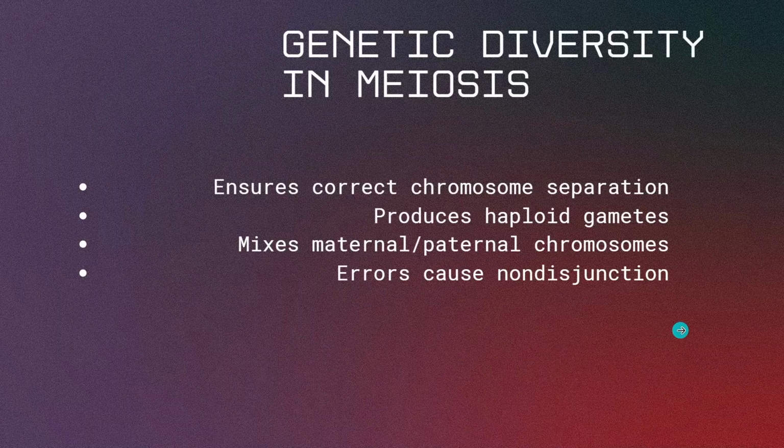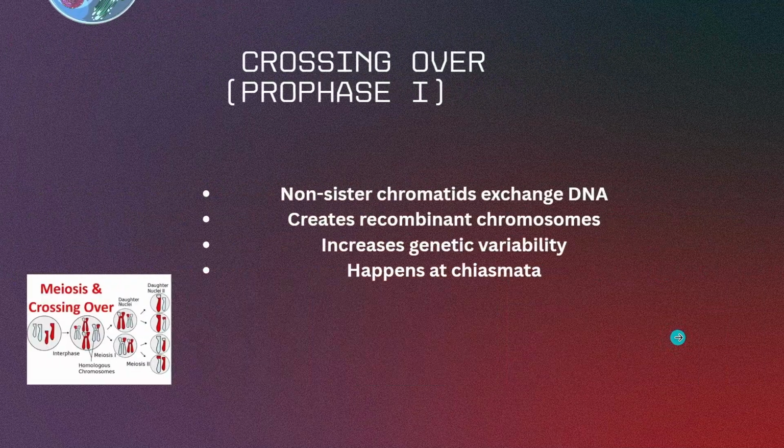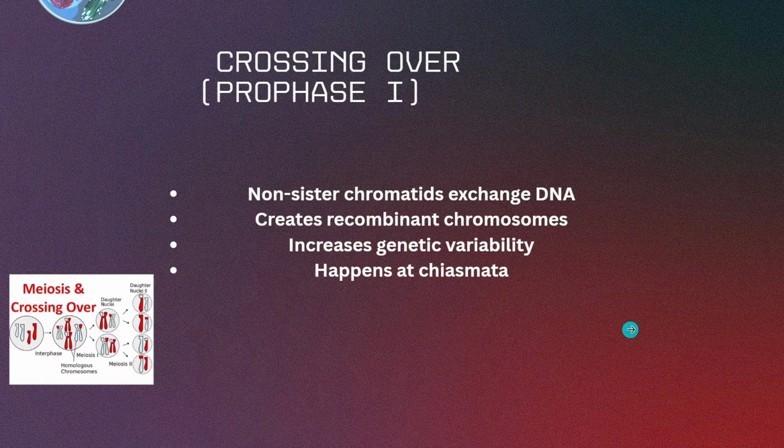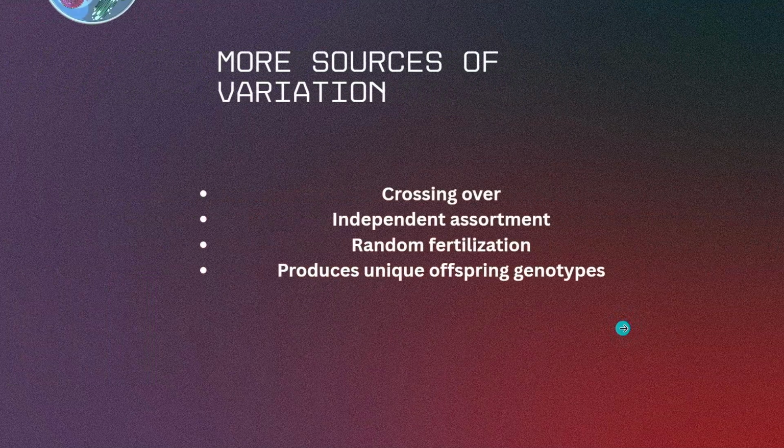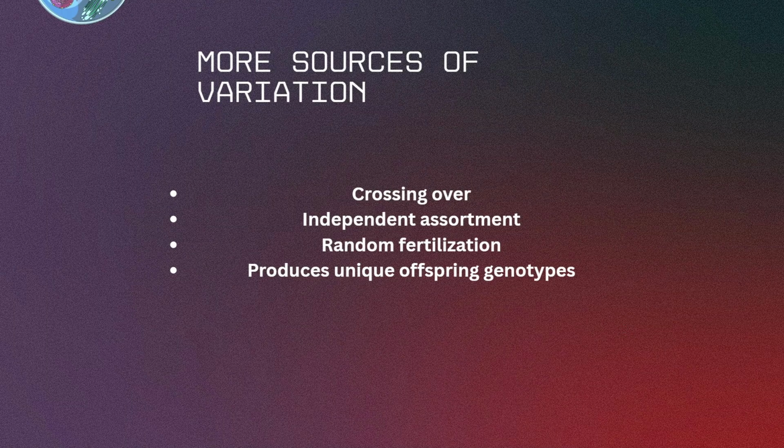So genetic diversity in meiosis, there's 3 main sources. There's crossing over in prophase 1, independent assortment, and random fertilization. So here's crossing over. Non-sister chromatids swap DNA, creating recombinant chromosomes. It happens in the chiasmata. So there's more sources here: independent assortment, random fertilization.